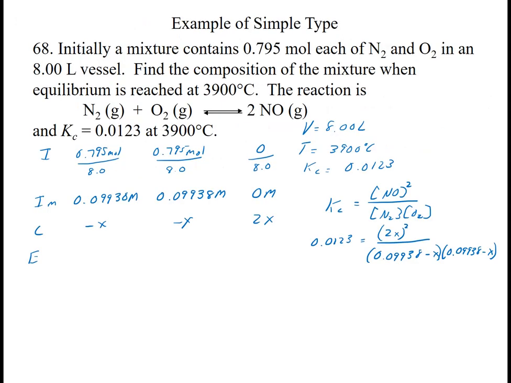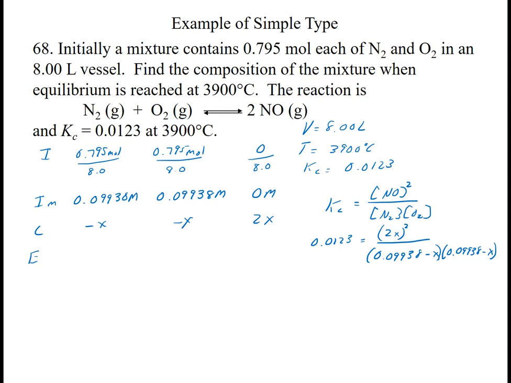So to save some time, I'm starting out with the information that's going to be the same as the previous problem. And so basically this was all the information that was given. The I's were the moles of nitrogen and oxygen that were initially there. I had a volume of 8 liters, a temperature of 3,900 degrees, and an equilibrium constant of 0.0123. I had to change the moles into molarity, so I divide each one of those by 8. The changes, this was a numerator, so it was minus x, and 2x.